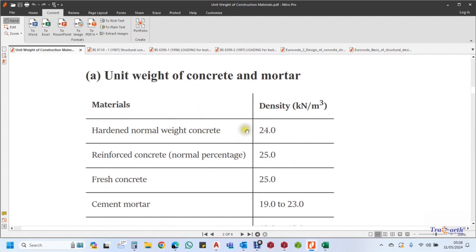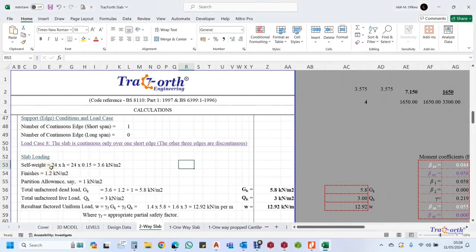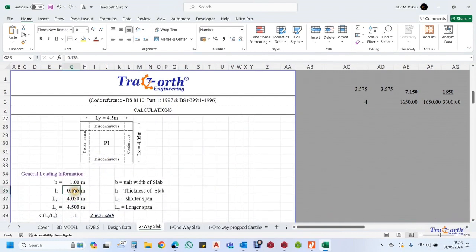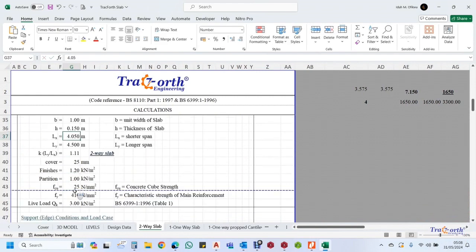hardened concrete is 25. It is also allowed because it's reinforced, or fresh concrete usually. You can also consider it as 25. But now I am going to be considering it as 24. So 24, which is the unit weight of the concrete, times the thickness, will give you 3.6. And this, I mean, this is 1.75. It will also change to 4.2. But we are starting with 0.15. So let's revert.